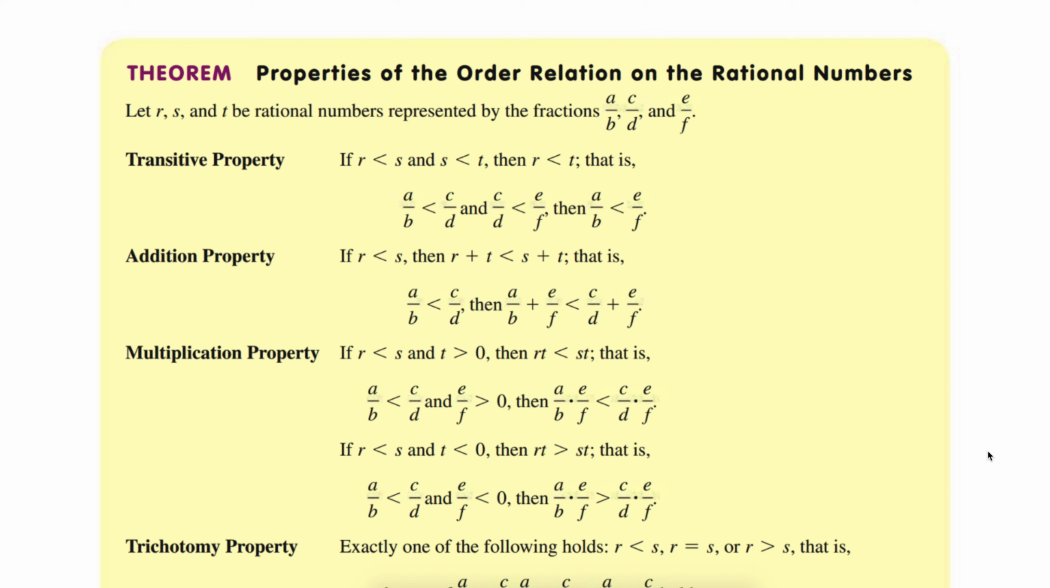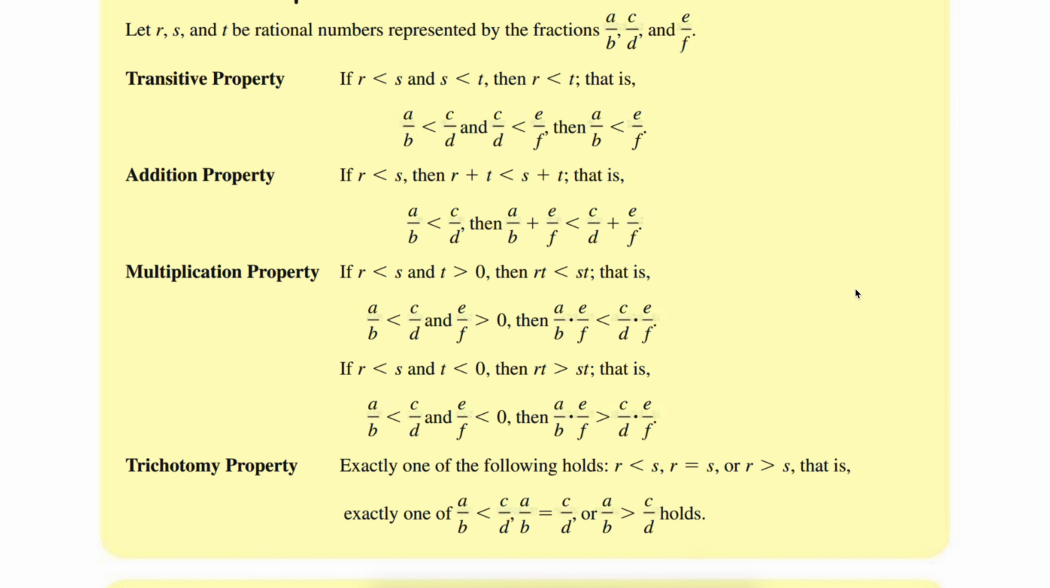To wrap up this section, and it's actually going to wrap up what we're going to do in chapter 6, we have some properties of order relationships between rational numbers. Those are our fractions. So we're dealing with less thans and greater thans. And we have the transitive property. That's if A is less than B and B is less than C, then A is less than C. It also holds true for fractions.